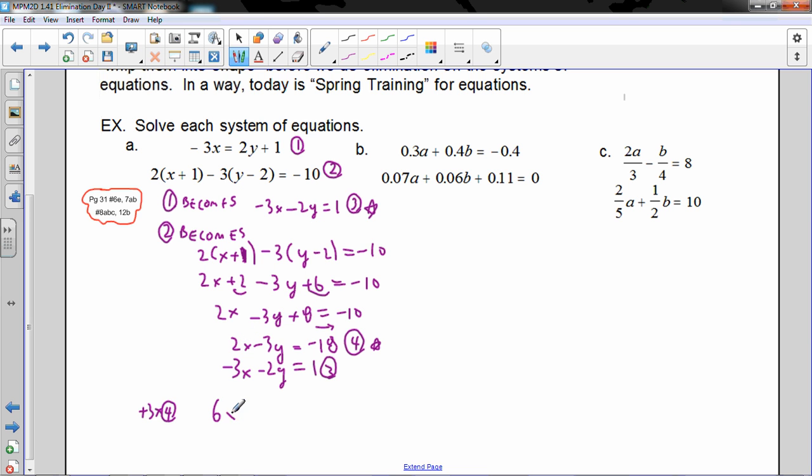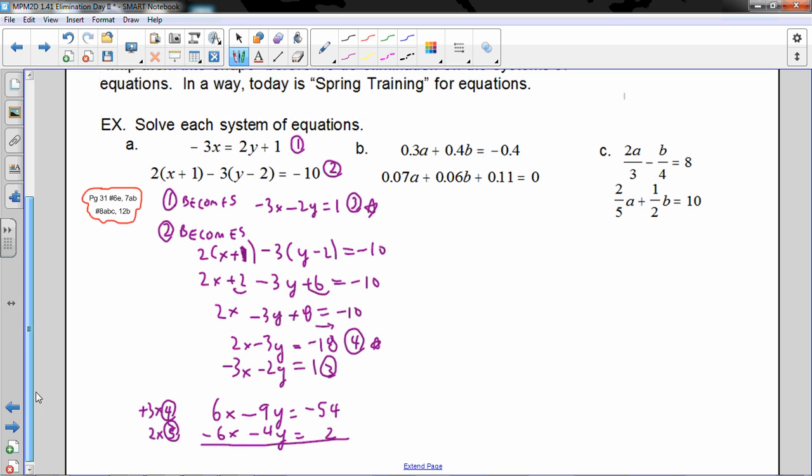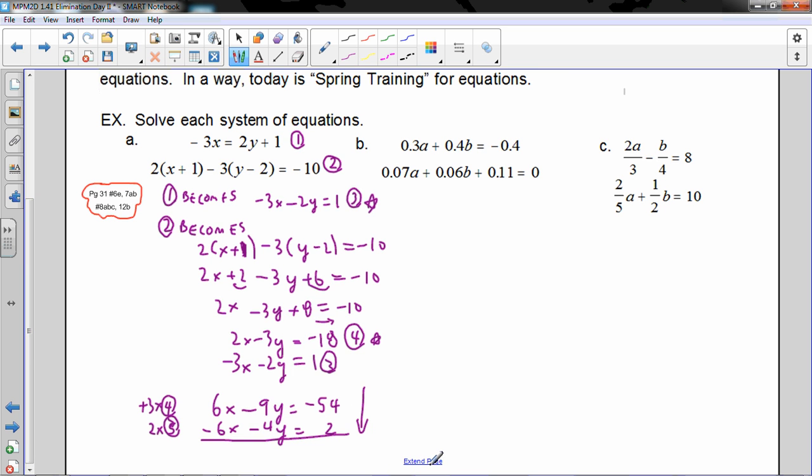So I'm going to go 6x minus 9y equals, you get a little bit worried when the numbers get as big as negative 54, but again, try not to reach for your calculator. It'll just slow you down. Multiply 2 by the third equation, and then I get negative 6x minus 4y equals 2 times 1 is 2, I believe. And then again, I'm adding down like I like to.